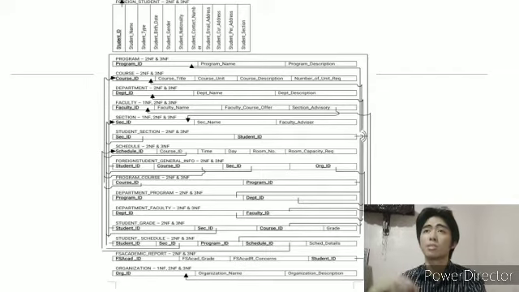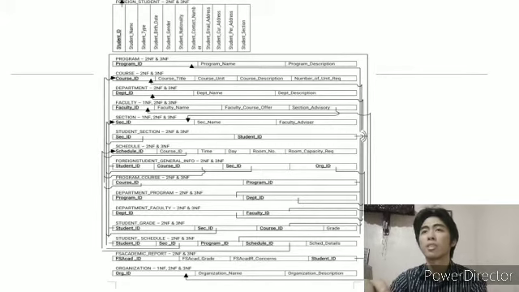Next table is the student schedule. Student ID is a reference to student ID from the foreign student table. Sec ID is a reference to sec ID from the section table. Program ID is a reference to program ID from the program course table. Schedule ID is a reference to schedule ID from the schedule table.